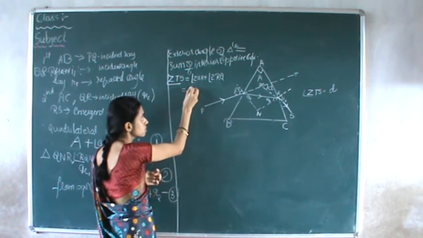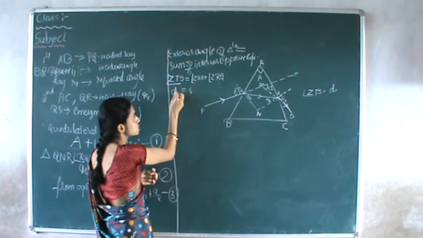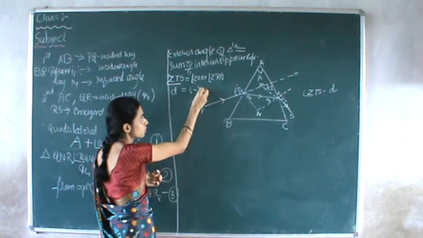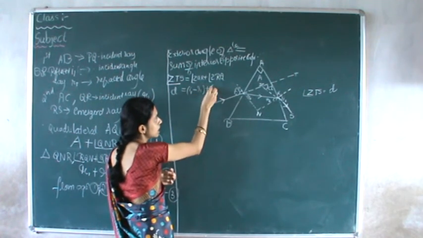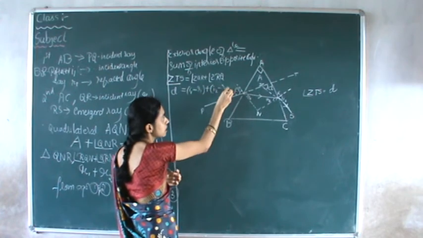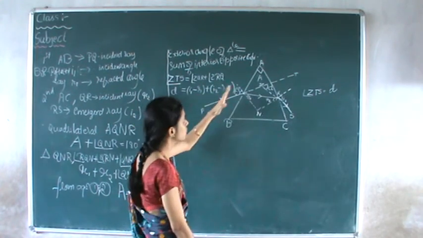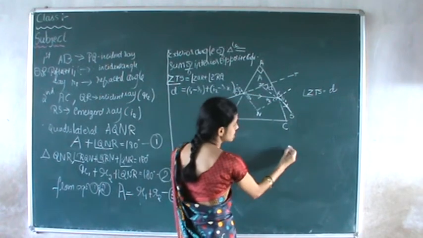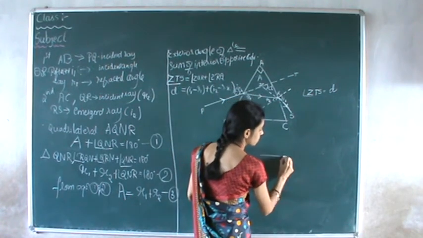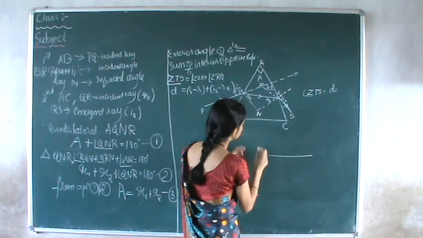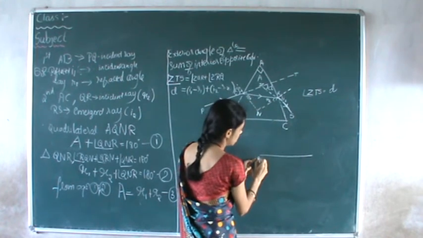Actually, this value is the deviation D. Angle ZQR is I1 minus R1, plus it will be I2 minus R2. So I will show you this value. So I will take this line.